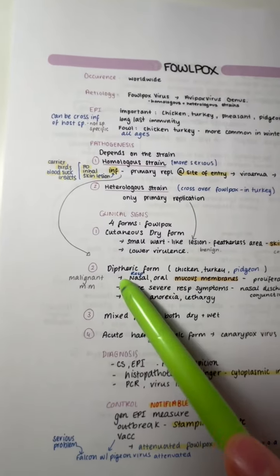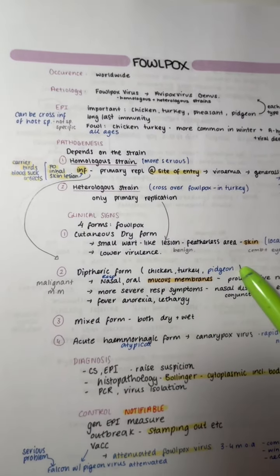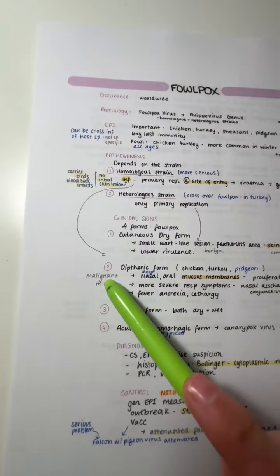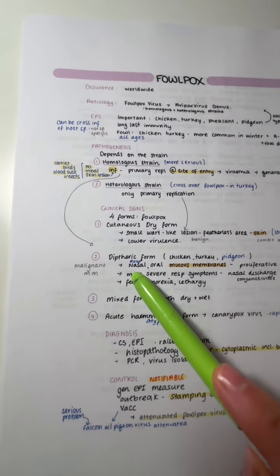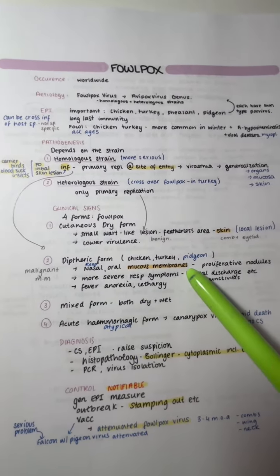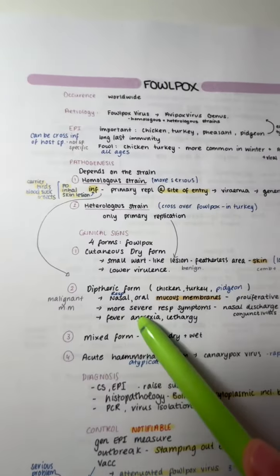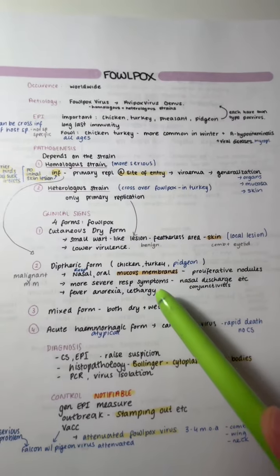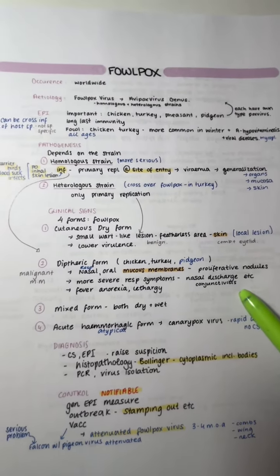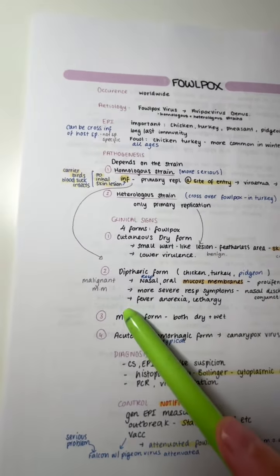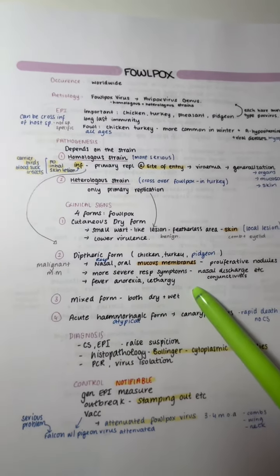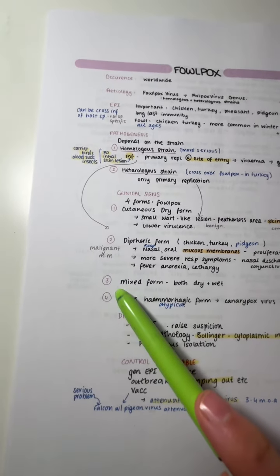The second form is the diphtheric form. It affects chickens, turkeys, and pigeons. It can cause malignant mucous membranes. It can affect the nasal cavity and the oral mucous membranes, and it causes proliferative nodules. There are more severe respiratory symptoms, such as nasal discharge and conjunctivitis, and the clinical signs are fever, anorexia, and lethargy as well. And the third form is the mixed form.